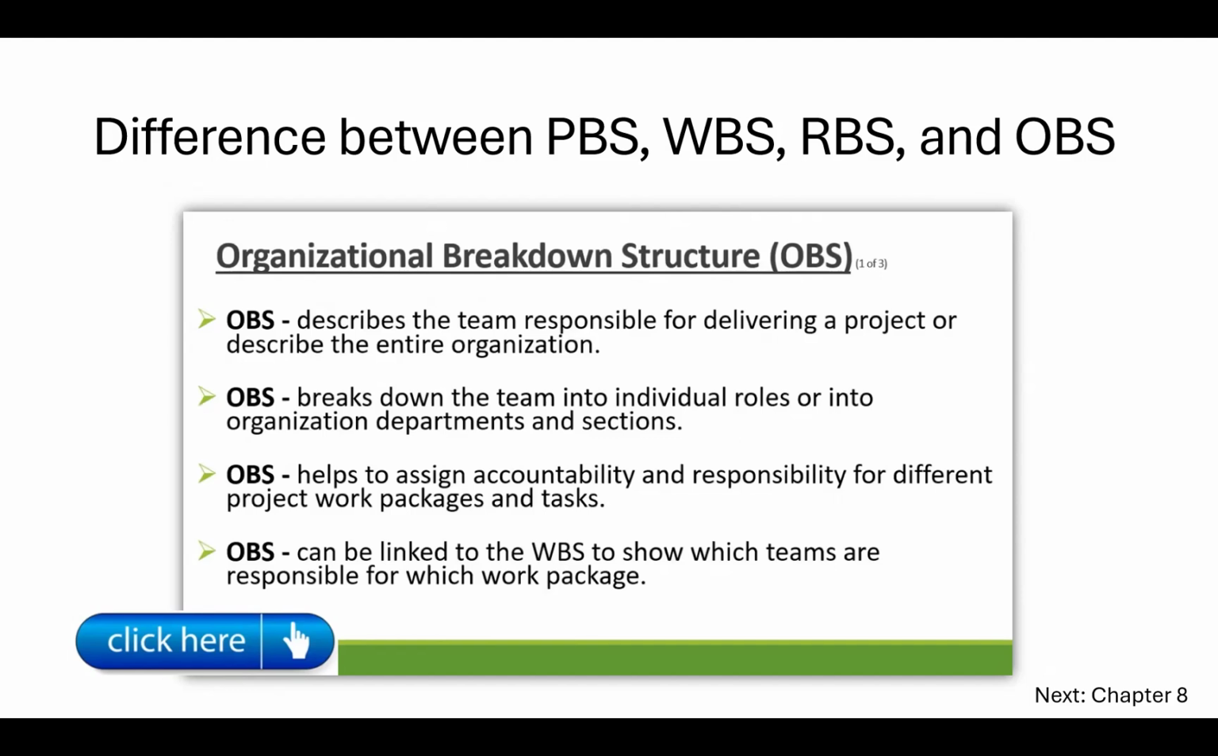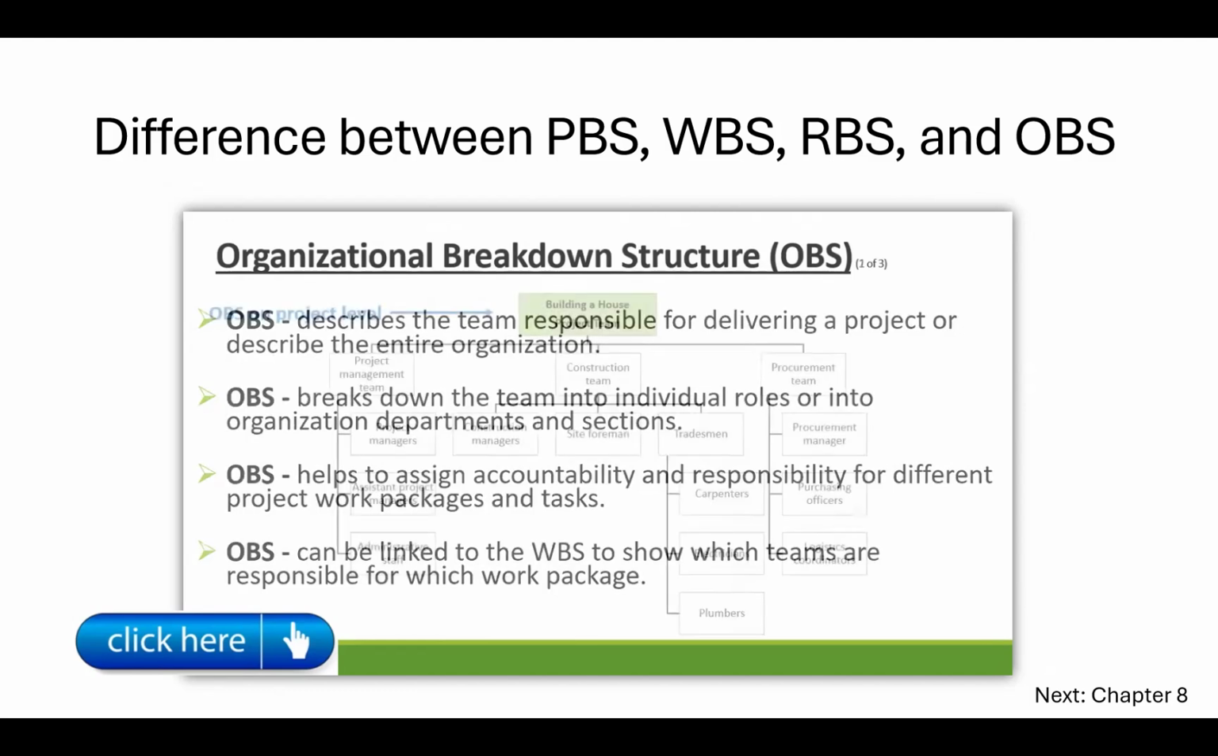The organizational breakdown structure breaks down the team into individual roles or into the organizational departments and sections. We'll have a look at those two examples. The organizational breakdown structure helps us to assign accountability and responsibility for our different project work packages and tasks. And it can also be linked to the work breakdown structure to show which teams are responsible for which work packages in our work breakdown structure. So let's have a look at the two examples.